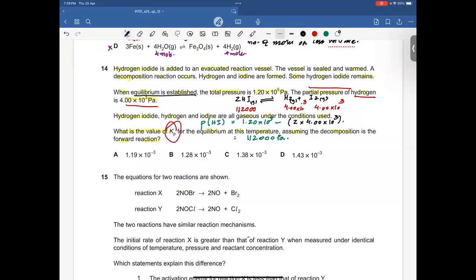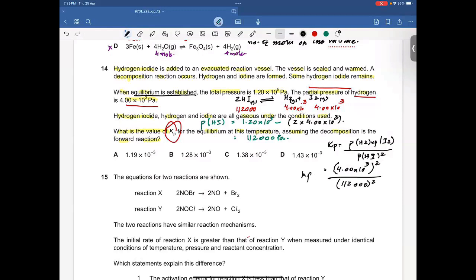So for that, Kp equals the partial pressure of hydrogen times the partial pressure of iodine over the partial pressure of HI. And since HI has 2 moles, the number of moles has to be in the power, so it must be 2 here. Now plug in the values. The partial pressures of hydrogen and iodine are the same, which is 4.00 times 10 to the power 3, squared, over 112,000 squared.